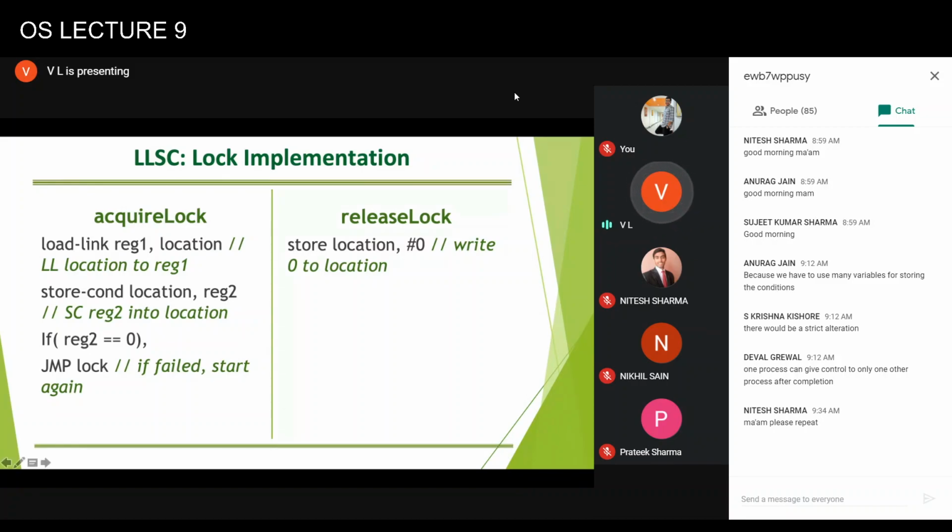So if after this load link, none of the other processes have attempted a store conditional, so the location has not been changed, one of the processes will become successful and write whatever is in the register to the location. And because of this store conditional written by this process, only one process will read that.